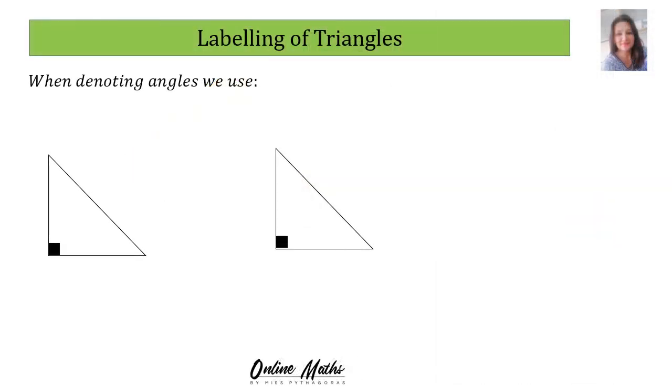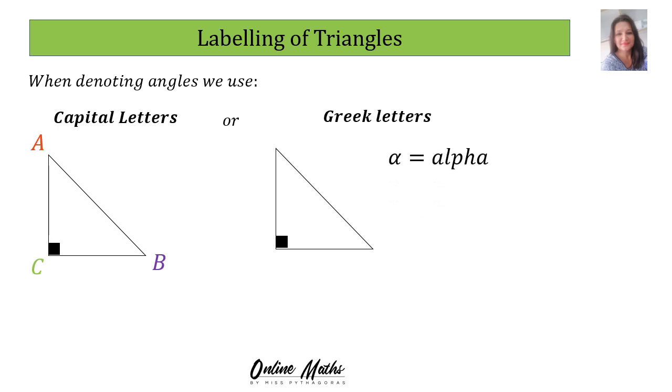Before moving on to trig, I first need to discuss a few things with you. When denoting angles, we use either capital letters or we use Greek letters. So for instance, on the left hand side, we can label the triangle A, B, C like that. Or with Greek letters, that symbol is alpha. Let's call that angle alpha. You can call any angle alpha. Let's make that one beta. That's the symbol for beta, and that's the symbol for theta.